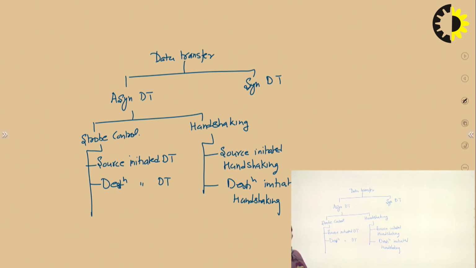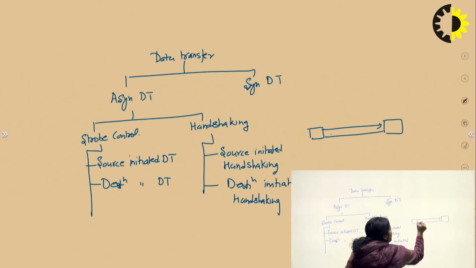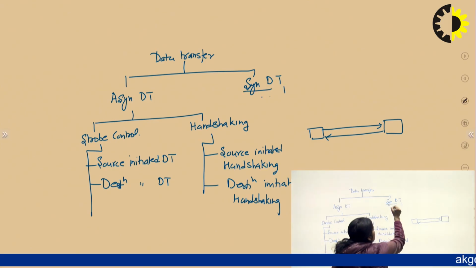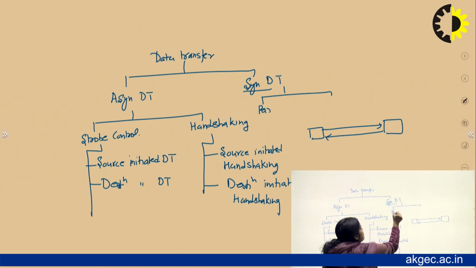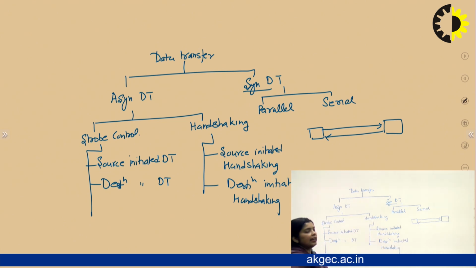It means the data transfer is of two types, asynchronous and synchronous. Suppose there are two devices communicating and getting the acknowledgment. If both devices have the same clock, then it is called synchronous data transfer. And synchronous data transfer is again of two types, parallel communication and serial communication. In asynchronous data transfer, it is of two types, Strobe control and handshaking method.